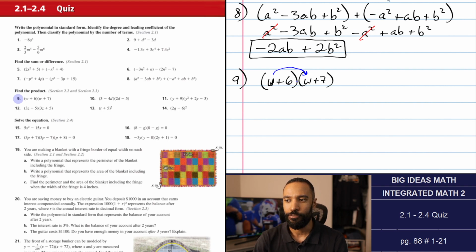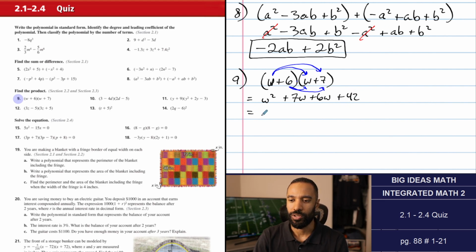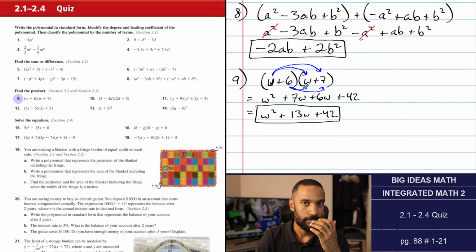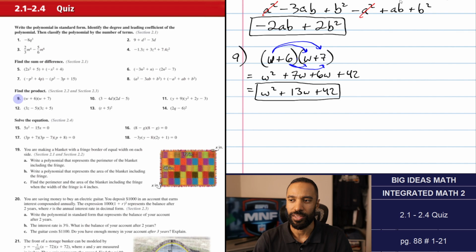Like number 9, we're going to FOIL. First terms, w times w gives you w squared. Outer terms, w times 7 gives you 7w. Inner terms, 6 times w gives you 6w. And last terms, 6 times 7 gives you 42. So that end result is w squared plus 13w plus 42. That's in standard form. That's the multiplication. And of course, there's addition afterward through that distribution, or combining like terms. There was the distribution that got us there. And we're there. So again, that was the first, outside, inside, last FOIL method.